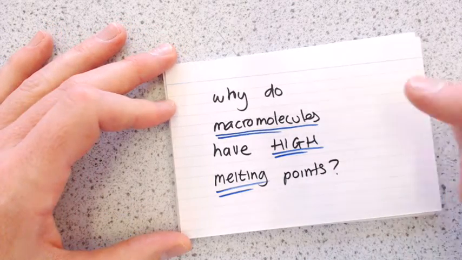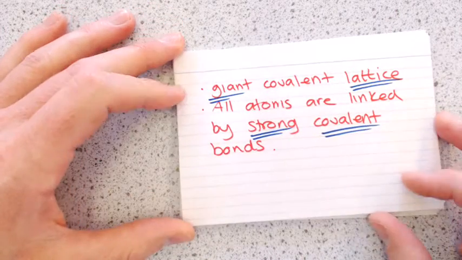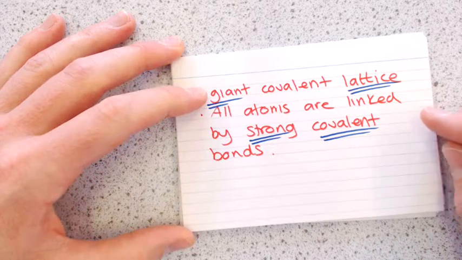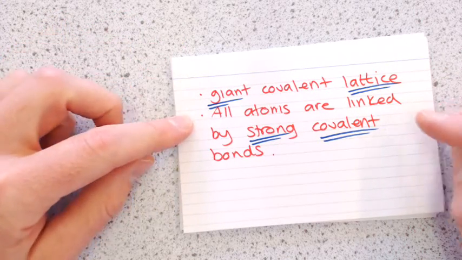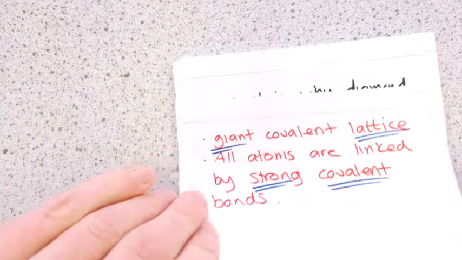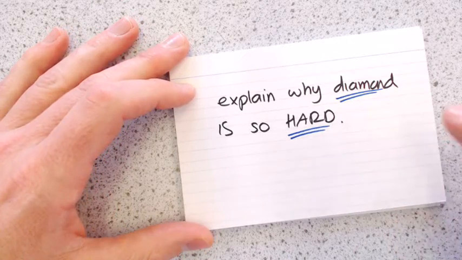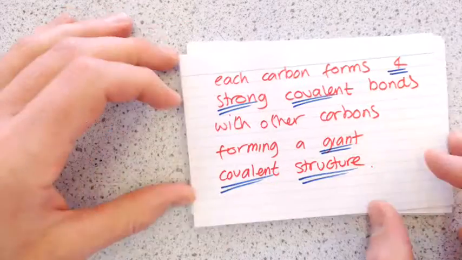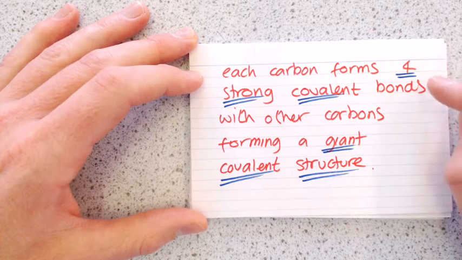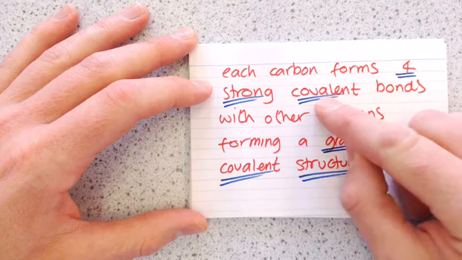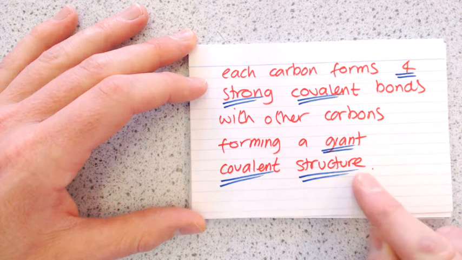Why do macromolecules have high melting points? This is because they are described as a giant covalent lattice, and all the bonds are linked together by strong covalent bonds. Next one then, to explain why diamond is so hard. Each carbon in diamond is bonded to four other carbons by strong covalent bonds, and this forms a giant covalent structure, or a macromolecule.